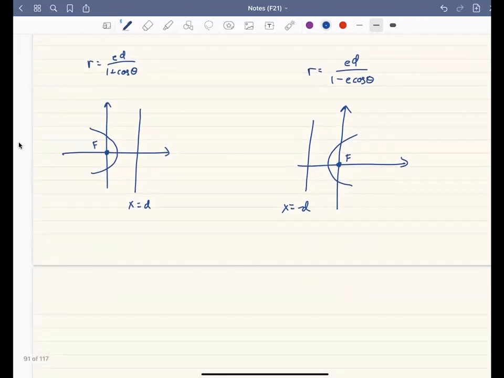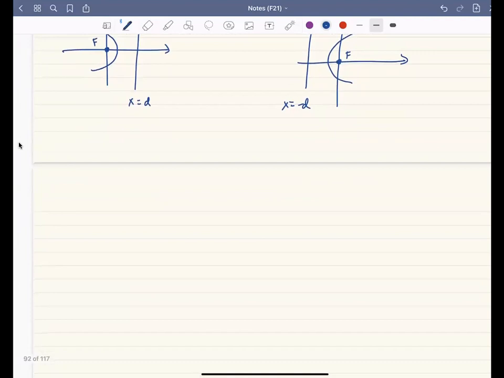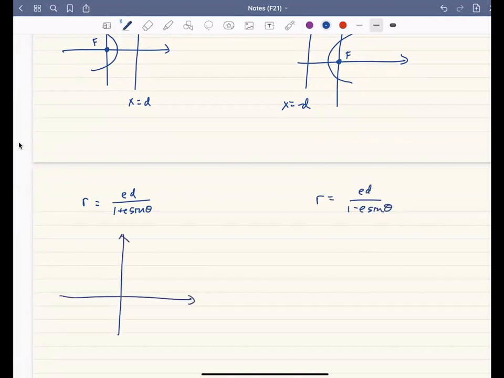And then if you replace cosine with sine, then these open up and down. It makes reasonable sense given that sine involves the y-coordinate. So you get r equals ed over 1 plus e sine theta, and r equals ed over 1 minus e sine theta. These are going to be similar. The 1 plus e sine theta is actually going to open down, so it's going to look like that with a positive directrix, y equals d. And 1 minus e sine theta is going to open up with a negative directrix.